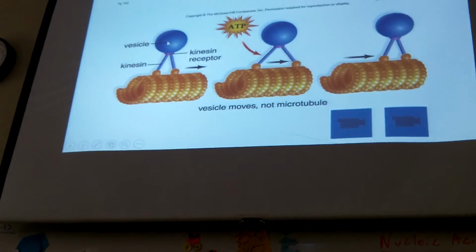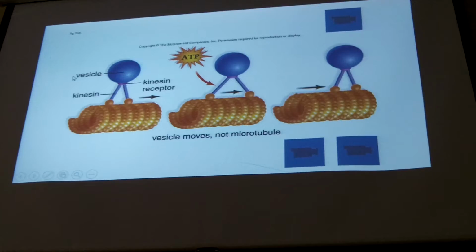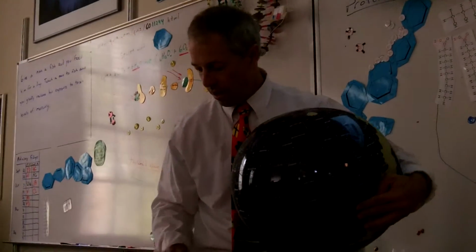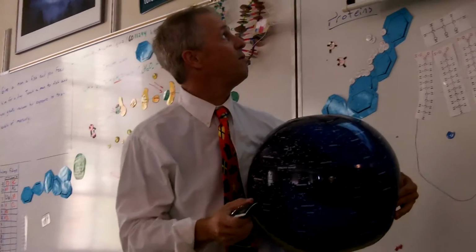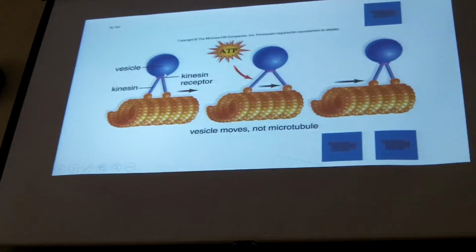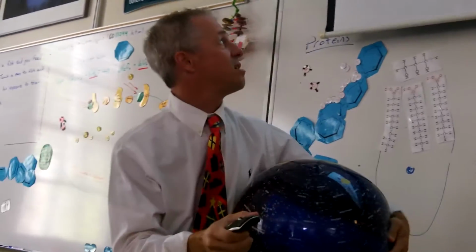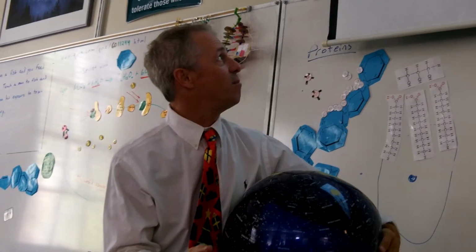And the vesicle is carried along by this motor molecule. Now the motor molecule moves, whoops, let me go backwards here. The motor molecule moves like your legs move, like this. Powered by ATP, it walks along the microtubule carrying the vesicle. It takes ATP to power it. But it walks along these microtubules and moves the vesicles.